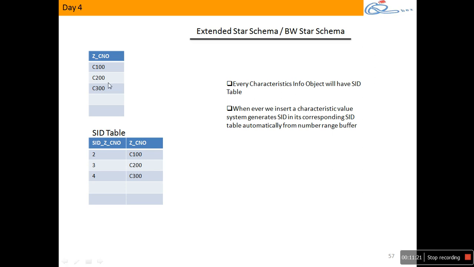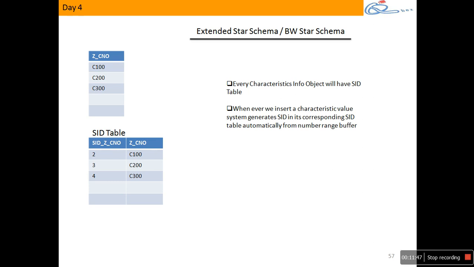Now with this structure, look at this. Let's say I create an InfoObject called Z_CNO. That's my InfoObject name. Is this a characteristic or a key figure? It's a characteristic. So it's going to create an SID table automatically with this naming. You'll have SID of customer number, and what is this? Customer number. Two columns, in a table created automatically.